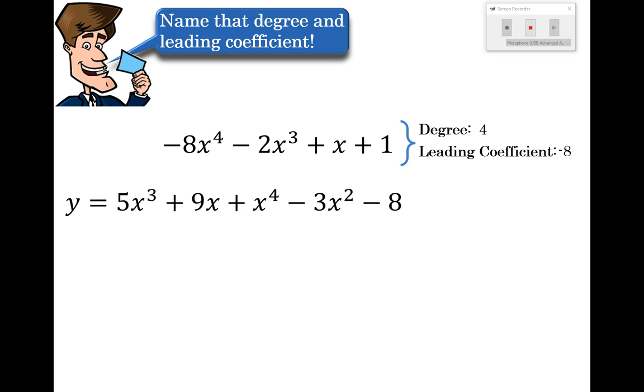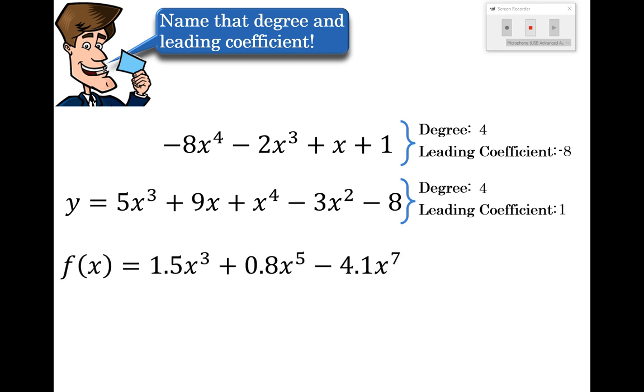How about this one? Degree. Trying to fool you here on degree. What's the highest exponent? 4. Who would write this like this? You shouldn't write this like this. You should write the highest degree term first. But it could come up that you encounter a polynomial written like this. But degree 4, and then leading coefficient. Is that weird? What's out front of the x to the power 4 there? 1. So the leading coefficient here is 1.